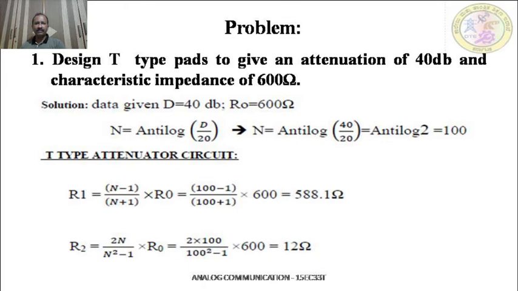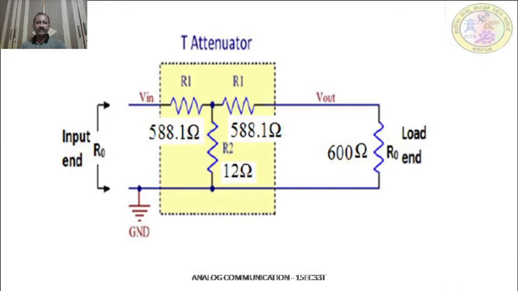Here the n value you are going to get is 100, and you can take the R1 expression and substitute, and you are going to get the R1 value. Similarly, you substitute into your R2 expression and you get the resistance R2. Now you can write the circuit diagram and substitute those values in that circuit. R1 value is 588.1 ohm, R2 is 12 ohm, and R0 value is 600 ohm.